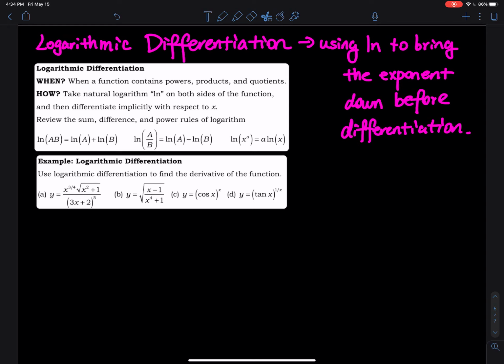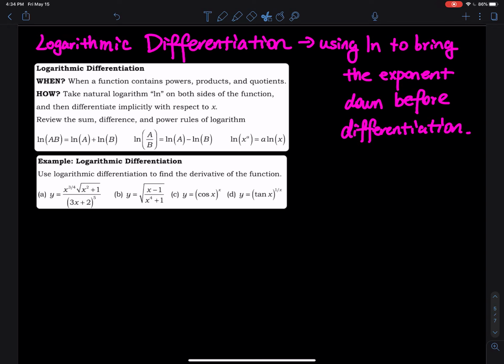I have four functions for you. So in the second function, looks like you have to use the power rule to bring the 1/2 down, and then use the chain rule to take the derivative of the radicand. And then after you apply the chain rule, you find out that there is a quotient rule.